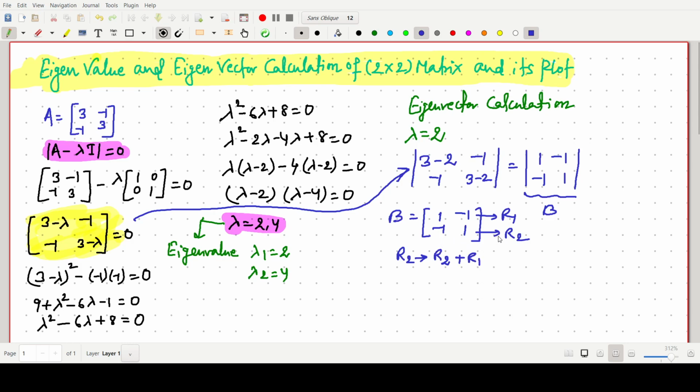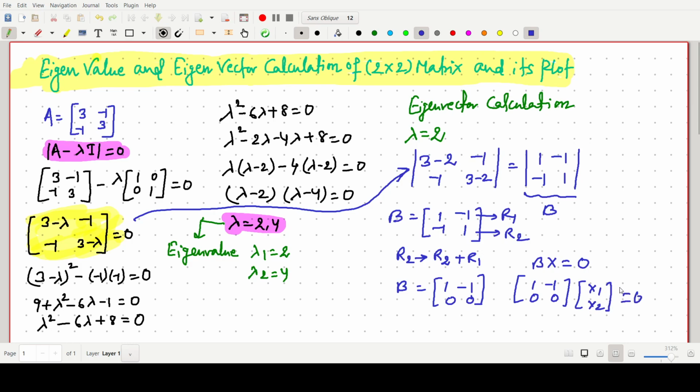If we write R2 as R2 plus R1, the modified matrix B will be: first we write the R1 row as it is, and then minus 1 plus 1, it should be 0, and the other term will again be 0. So this one is your B. After that we have to go for Bx equals to 0. So Bx, here we can write 1 0, minus 1 0, and then x is nothing but simply x1 x2 equals to 0.